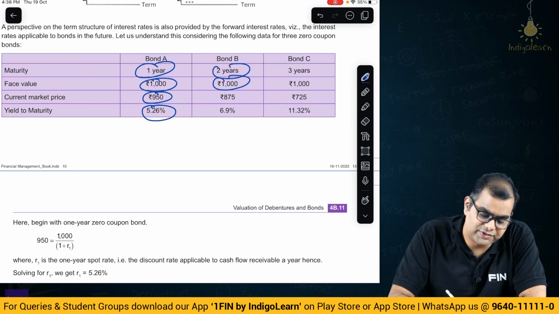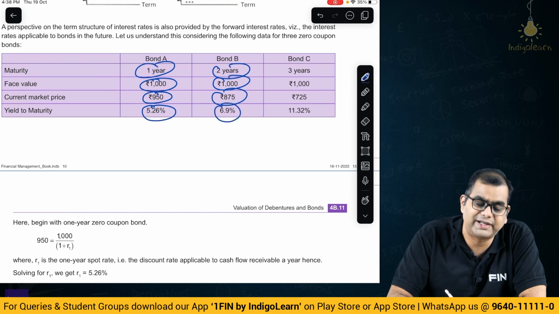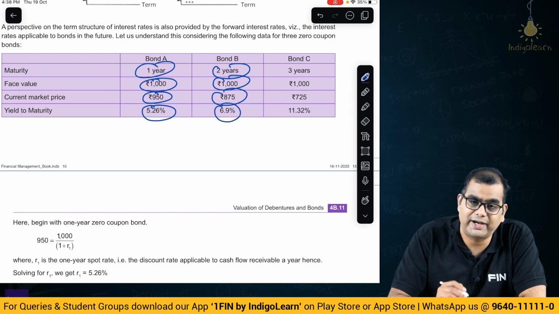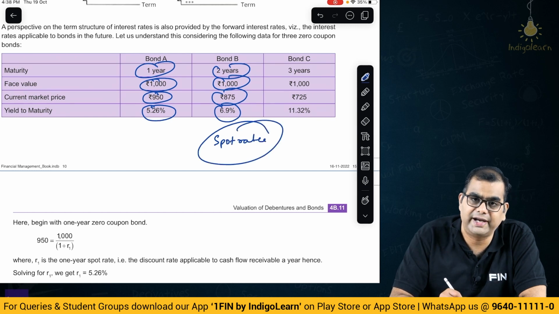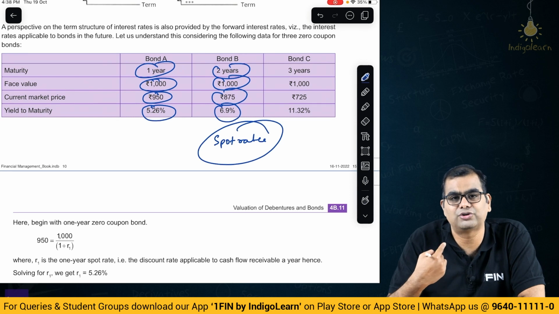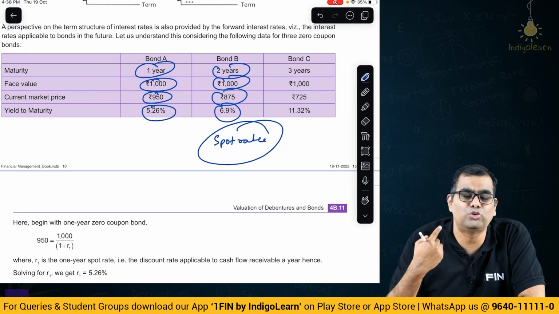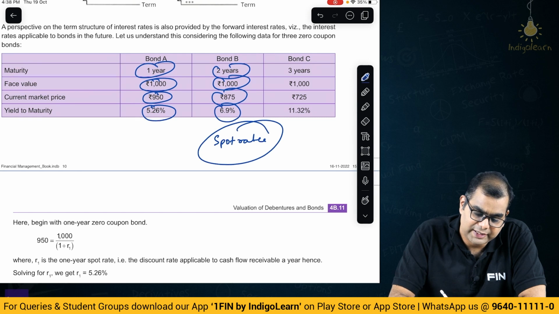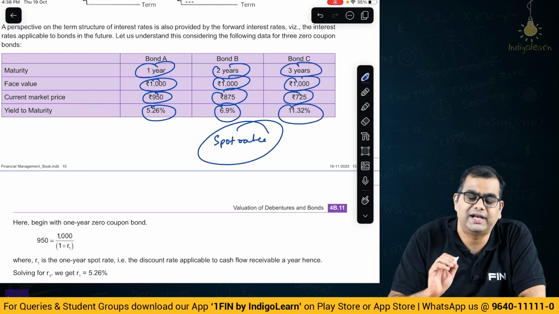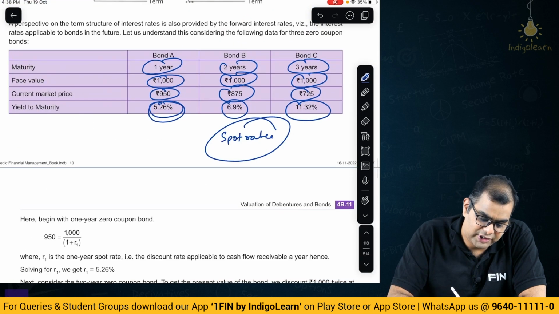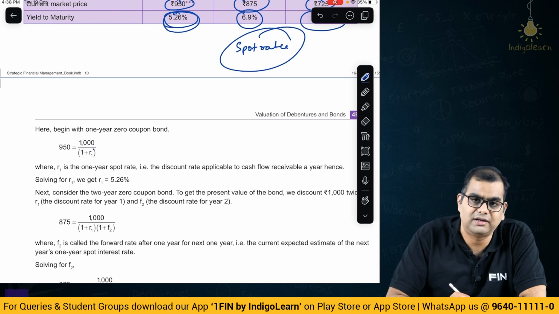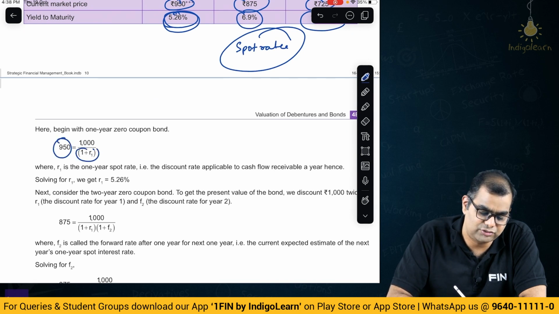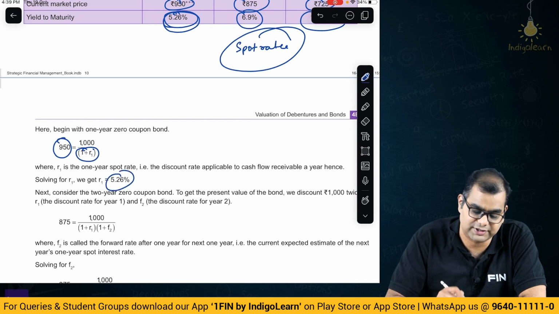A 2 year bond, 1000 rupees face value, current market price is 875, YTM is 6.9. What is YTM? YTM is basically the spot rate, the rate that you will ask if someone were to want to borrow from you for a 2 year period. Then a 3 year bond, 1000 rupees, current market price 725 and yield to maturity 11.32. So, how did you get this 5.26? When the price is 950, you divide 1000 by 1 plus R, and with 950 as the price, you solve for R, you get the value of R as 5.26.